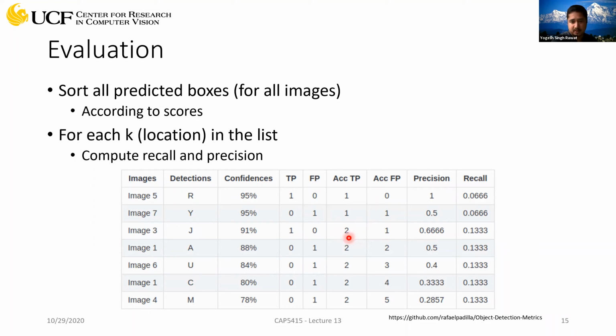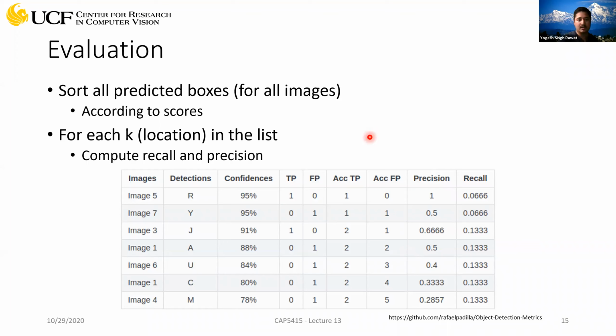The precision will be, you have 2 true positives and you have 3 total predictions. So it will be 2 over 3, that's 0.66. And to compute the recall, again, you have 2 true positives and the denominator will be the total number of detections. So this turns out to be 0.13. And you will repeat this step for all the detections you have from your network.